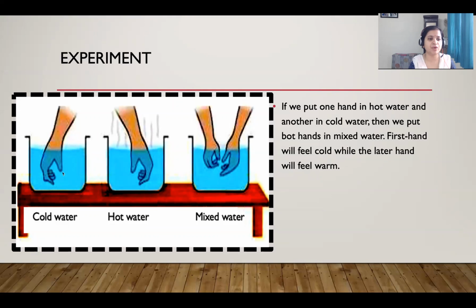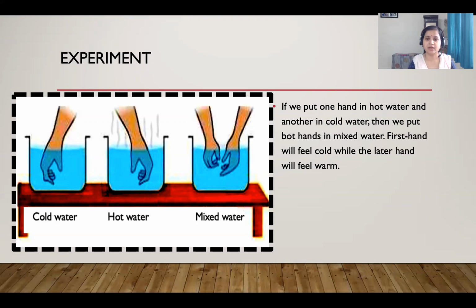So when you put this hand, which was previously in the cold water, in this water, what will happen? From the water, heat will transfer to your hand. So your hand will feel warm. Understood? Now when you put this hand which was previously in the hot water, the heat from this hand will transfer to this water, so that the hand will feel as if the water is cold, though the water is having the same kind of hotness, that is the warm water, but the different hands will observe different feelings.